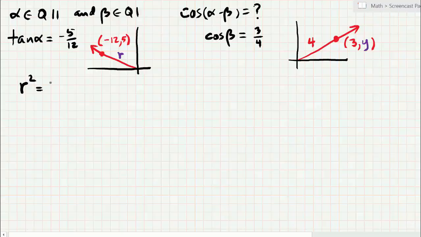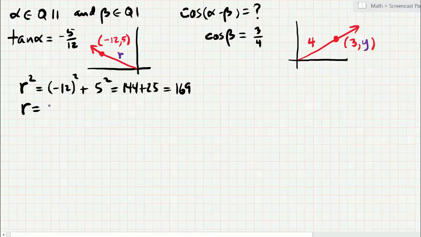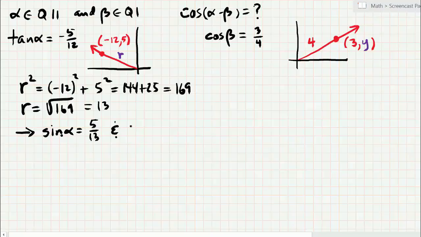We know r squared is equal to x squared plus y squared. So that's 144 plus 25, which is 169. So that tells us that r is the square root of 169, which is 13. We now conclude that sine of alpha is equal to 5/13 and cosine of alpha is equal to negative 12/13. Cosine is x over r and sine is y over r.